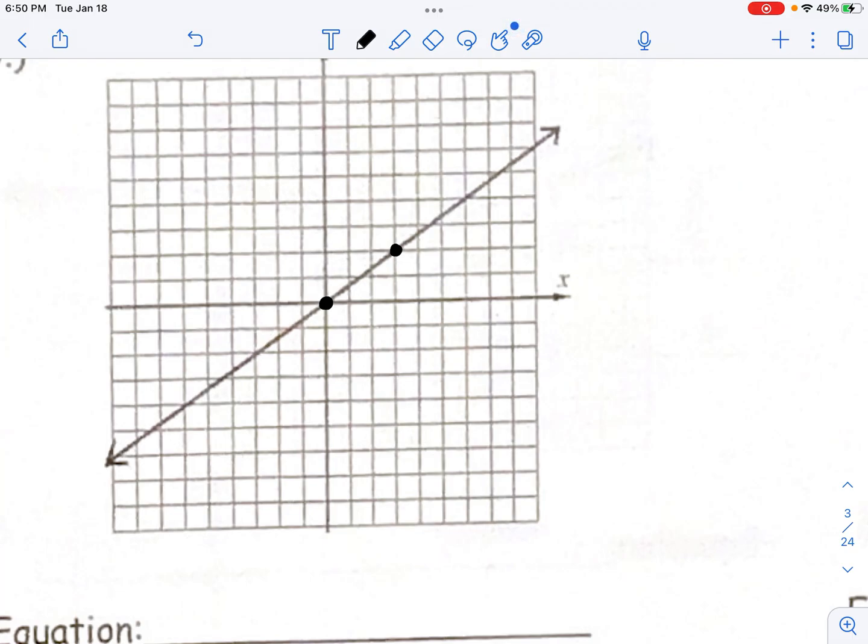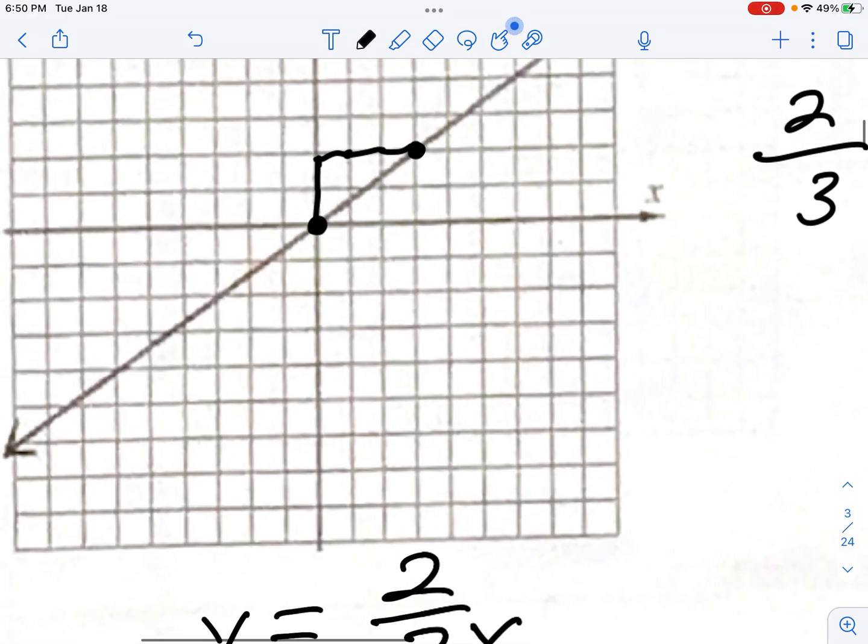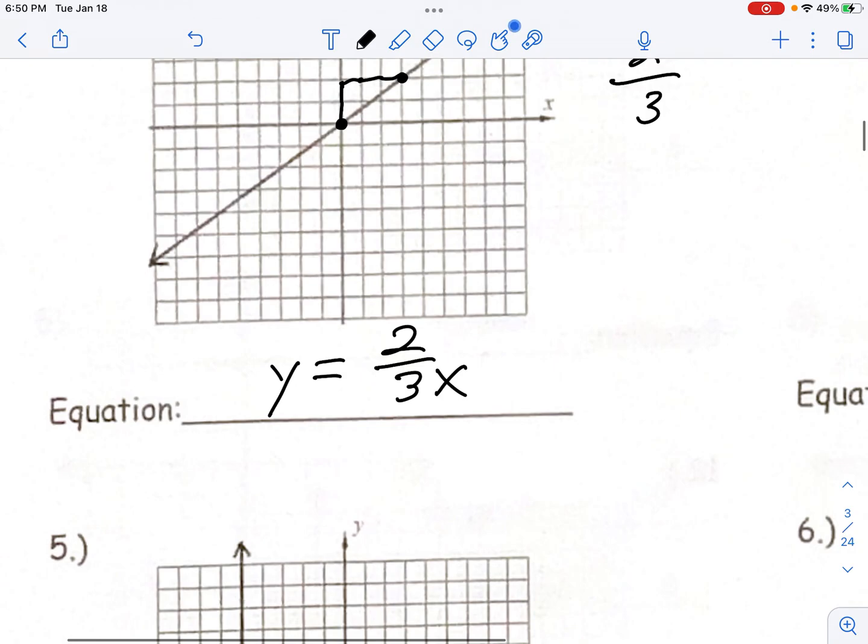There's my next clean point. So left dot to right dot, up 1, 2, right 1, 2, 3. So my slope is 2/3. So y equals 2/3 x. And then what's my y-intercept? Well, it's 0. You don't really have to put the plus 0, but you can if you want. And that would be your answer.